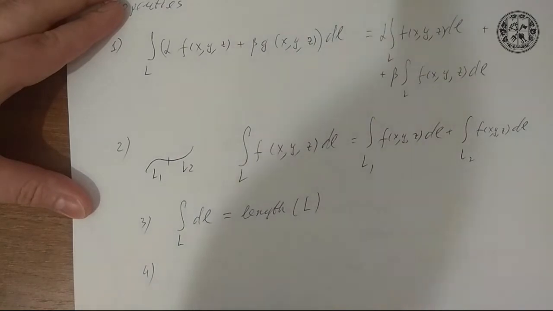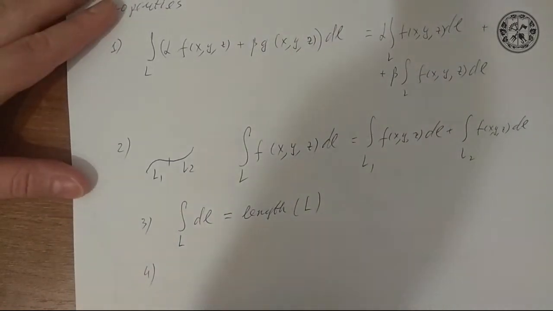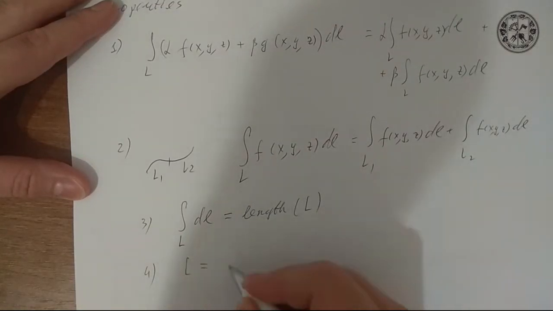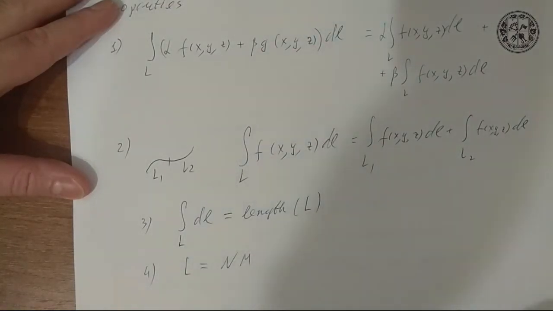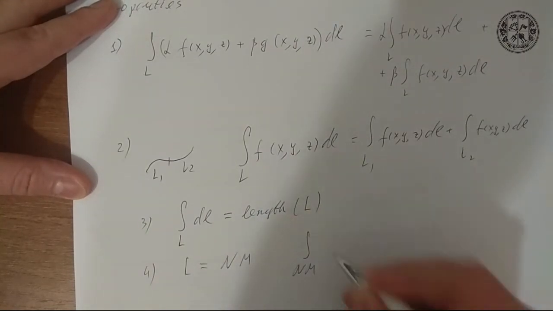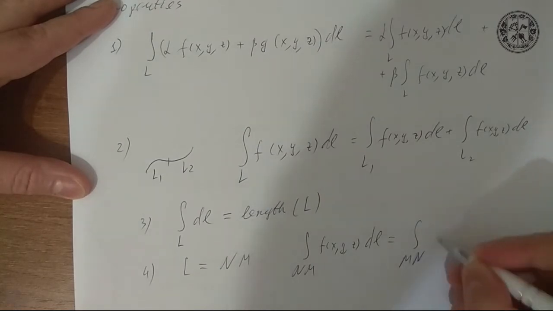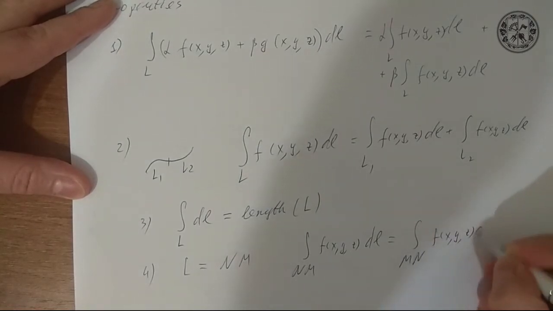And fourth property, that this integral won't depend on way of integration. So if you have L, some curve connecting N and M, then integral NM f of x, y, z dl will be same as integral by MN f of x, y, z dl.